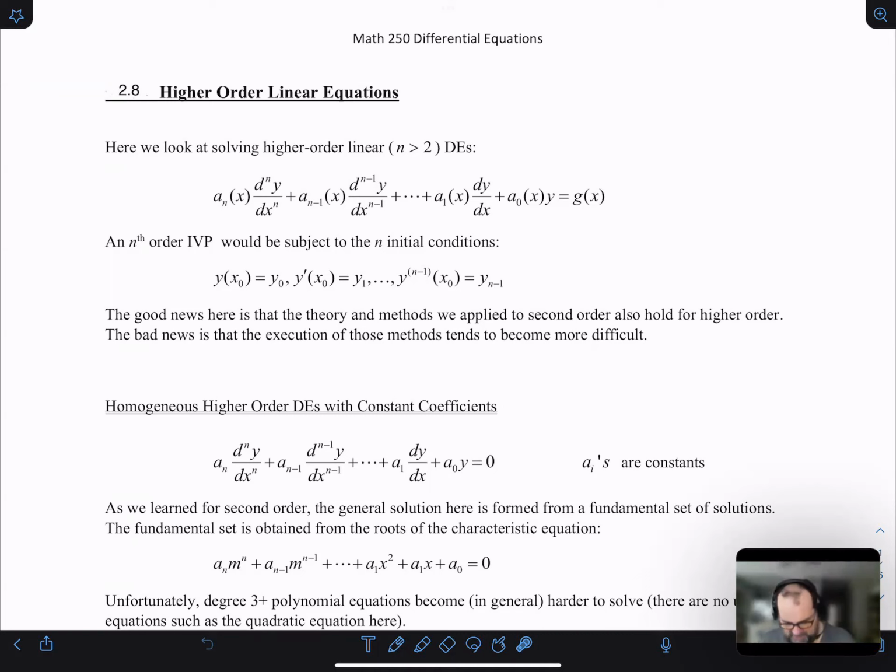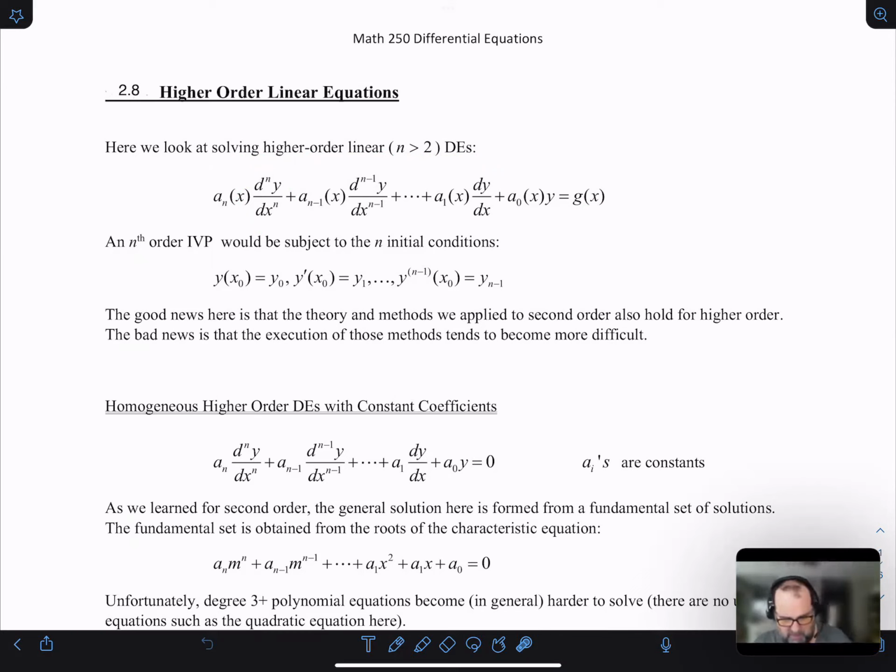But again, basically, an nth order differential equation would look something like this, with an nth order derivative in it. It's going to have, again, a g of x on the end. If g of x is 0, it is homogeneous. If g of x is not 0, it is non-homogeneous. We're going to look at both cases in this section, but we're going to start with homogeneous.